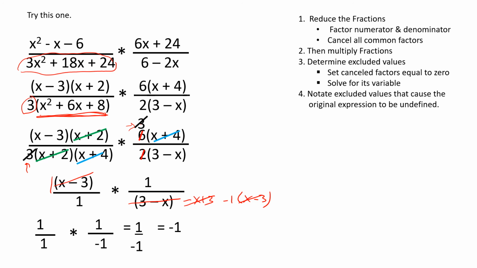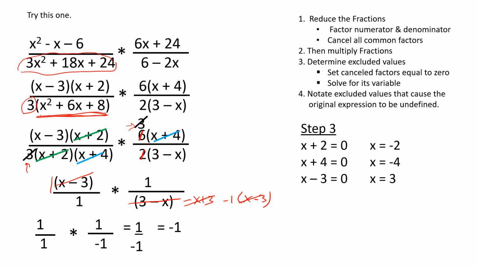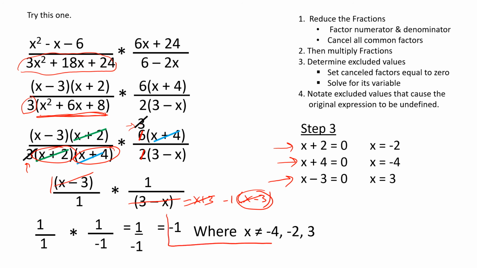We have not done determining the excluded values. Well, let's look at what we canceled out here. Okay, we canceled out the x plus 2. We canceled out an x plus 4. And here in the end, what did we cancel out? We canceled out an x minus 3. So we're going to set each one of those to 0. We're going to solve then for x, and then we're going to write our excluded values. So the answer here is negative 1, where x cannot be a negative 4, a negative 2, or a 3.